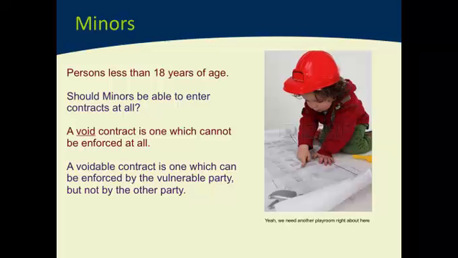Those two are pretty simple. I don't think it's too hard to understand the difference between a binding contract, which is binding on both parties, and a void contract, which is binding on nobody. The difficult one is a voidable contract.